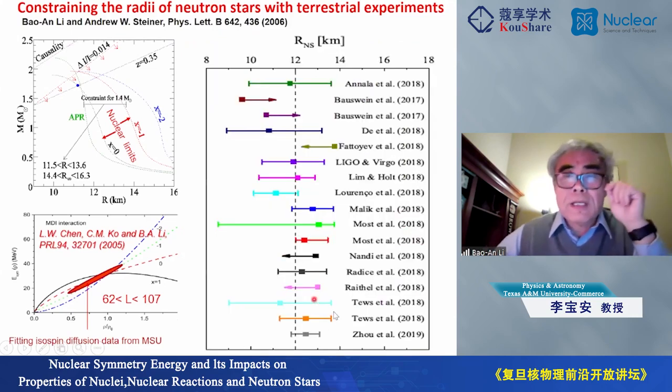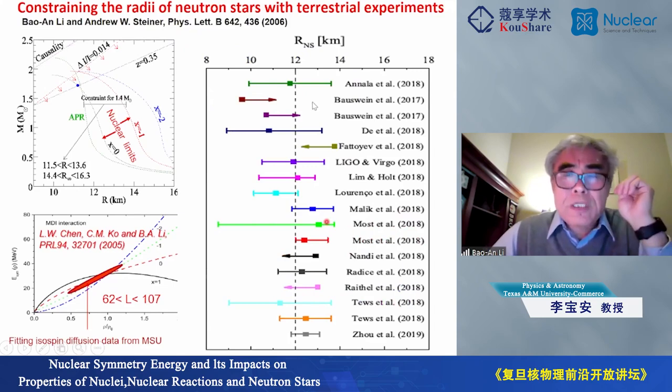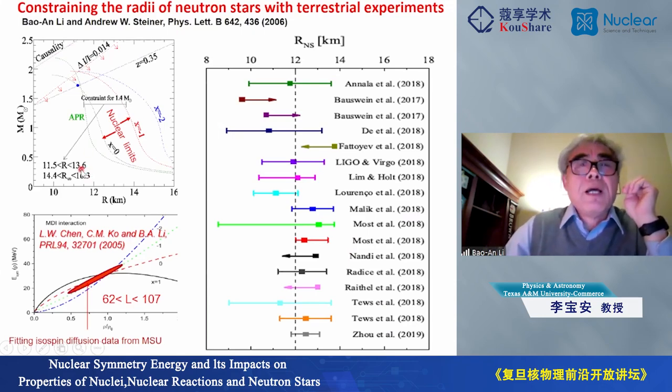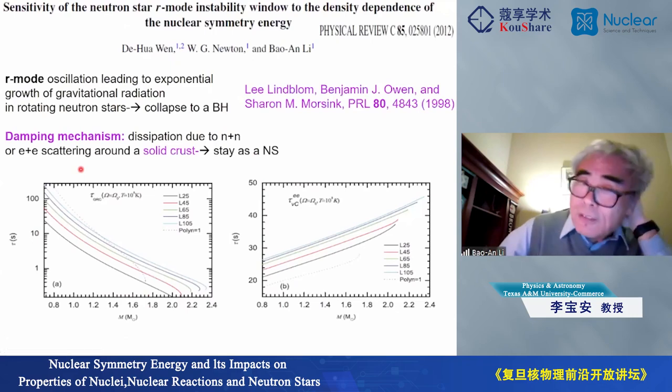I showed you earlier the results: the radius inferred by different groups using the LIGO data is around 12 kilometers. The LIGO collaboration concluded that the upper limit is about 13.6 kilometers. It's almost exactly the same as what we inferred earlier. All right. So now there is a question.